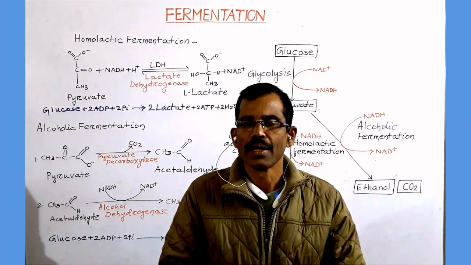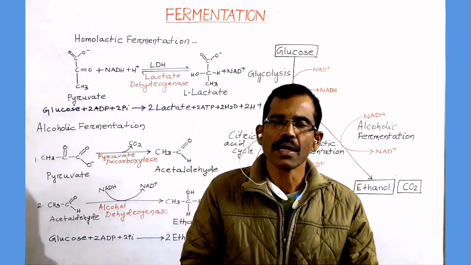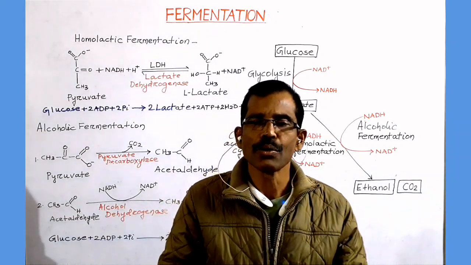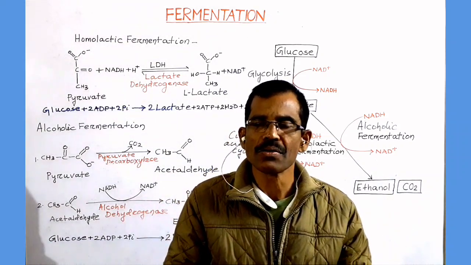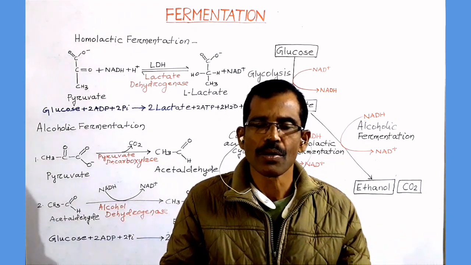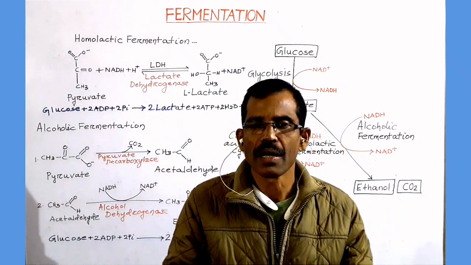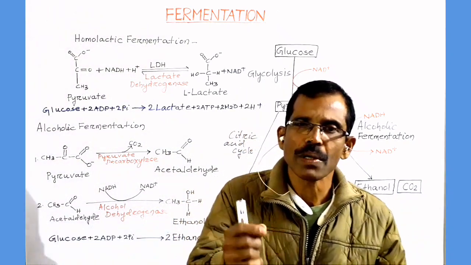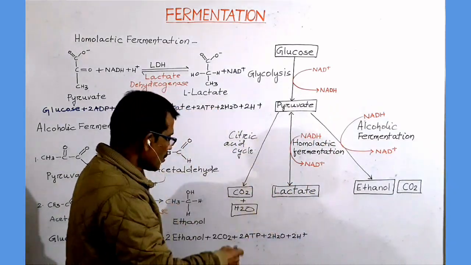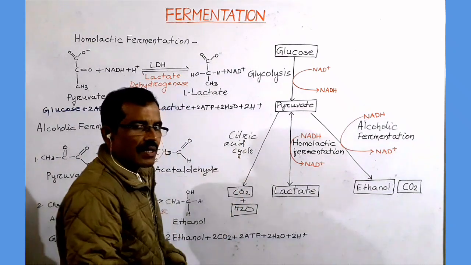Friends, today we shall discuss fermentation. Fermentation is the enzyme catalyzed anaerobic breakdown of energy-rich compounds such as carbohydrates. It is a biological process. Pyruvate is the end product of glycolysis. Under aerobic condition, pyruvate is completely oxidized to carbon dioxide and water via the citric acid cycle.